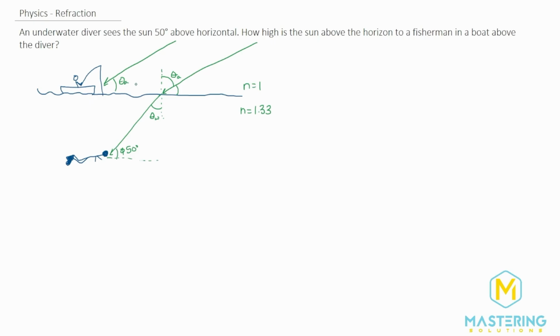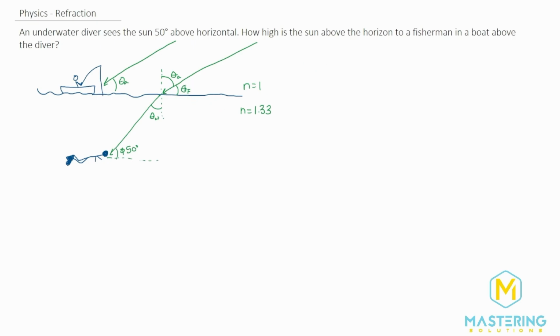And so we know that we're going to be using Snell's law, but looking at the question, what is it that we need to find? We need to find how high is the sun above the horizon to the fisherman. And so this angle is what we're going to be using Snell's law to find, but that's not the answer. That's where a lot of students will plug in the answer and get it wrong. This angle here is what we're trying to solve for. We'll say theta F for theta final.